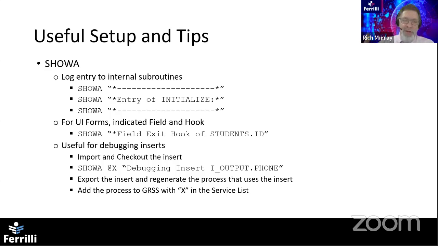Because remember, the GRDS system is a generated runtime diagnostic service, and you can't generate inserts. Inserts are included in a process, and then that process gets generated. So that's why you need to export the insert and regenerate the process that uses that insert. Final step, add the process that calls the insert to GRDS, and then use the X in the service list so that you'll see the codes that you put in to that insert using the ShowA at X.